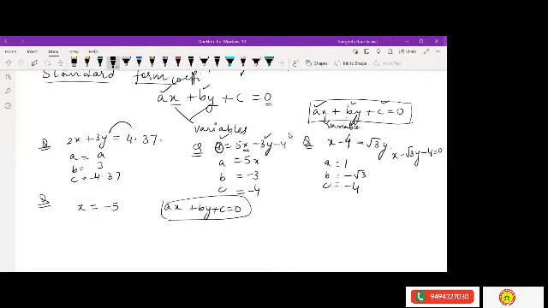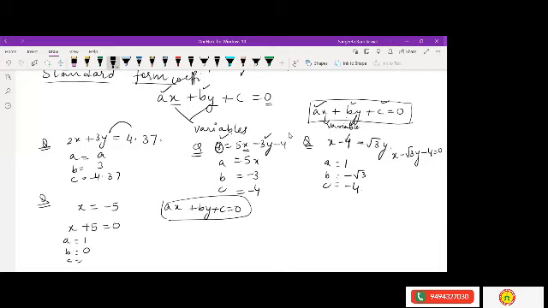Now here x is equal to -5. So what do we do? x plus 5 is equal to 0. This is the equation now. I need to find A, B, and C in this, if I want to compare it with the standard equation. So the coefficient of X is 1 here. Coefficient of Y is nothing here, so that's 0.